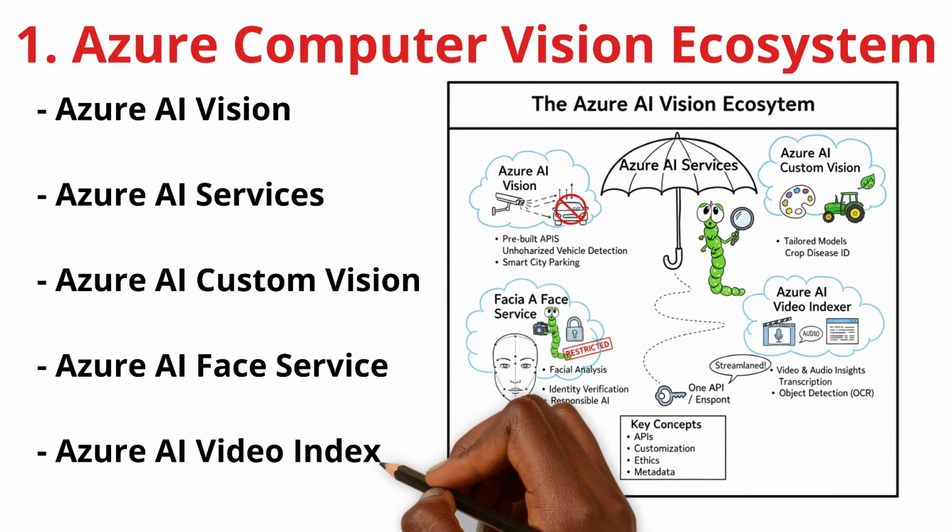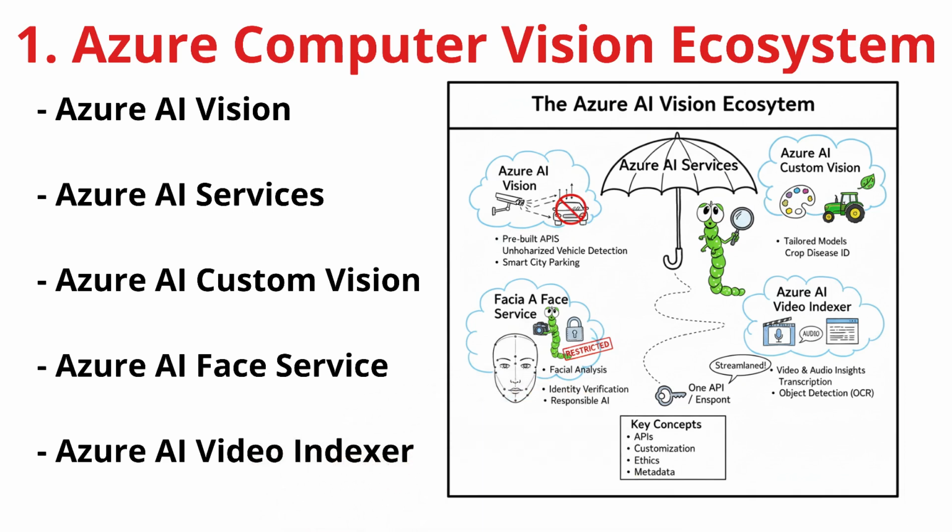Azure AI Video Indexer. Finally, for moving pictures, there is the Video Indexer. Think of this as vision for video. It uses over 30 AI models to pull out metadata. It can identify who is speaking, read on-screen text using OCR, and even sense the sentiment or emotion of the audio. From simple photo tagging to complex video insights, the Azure ecosystem provides the right level of customization for any vision workload.